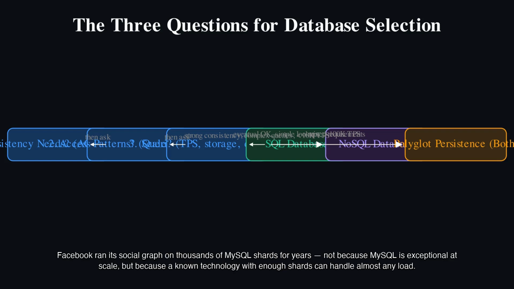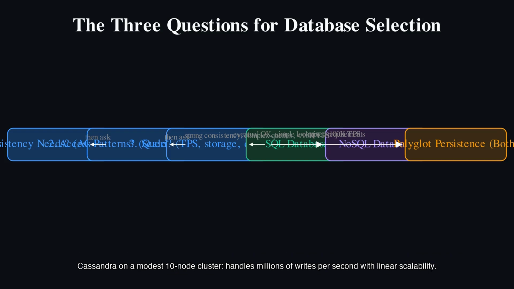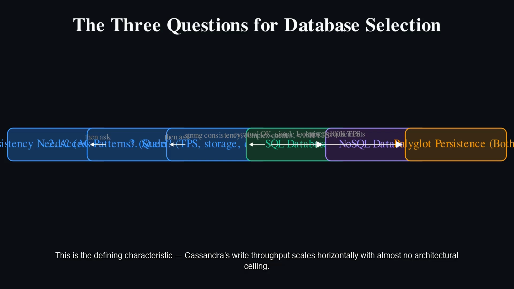Facebook ran its social graph on thousands of MySQL shards for years, not because MySQL is exceptional at scale, but because a known technology with enough shards can handle almost any load. Cassandra, on a modest 10-node cluster, handles millions of writes per second with linear scalability. Add 10 more nodes, add proportionally more throughput. This is the defining characteristic. Cassandra's write throughput scales horizontally with almost no architectural ceiling.